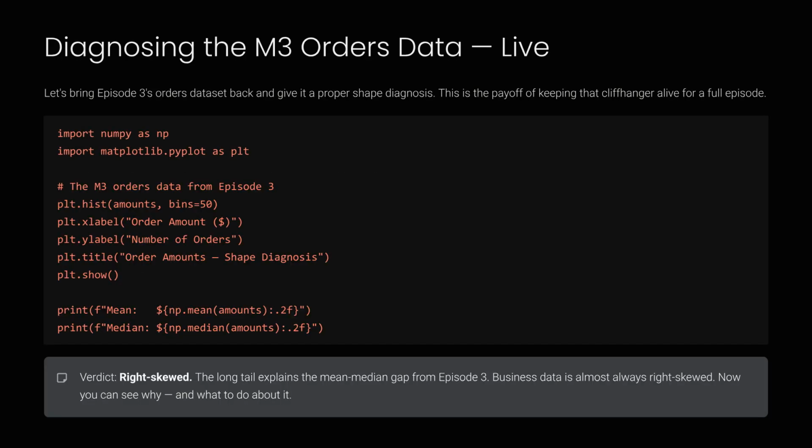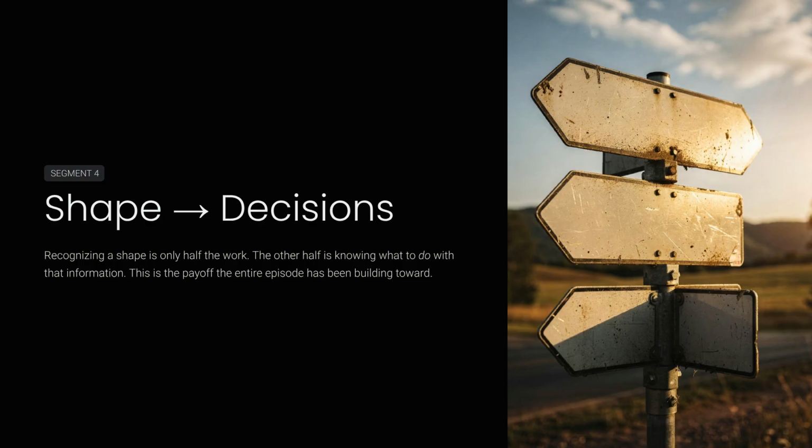Let's return to the M3 orders data from our previous episode. By plotting the histogram, we can finally confirm our earlier diagnosis. The data is right-skewed. This clearly explains the gap between our mean and median. Recognizing a shape is just the beginning. Now that we can identify these patterns, let's explore how to use that knowledge to make better analytical decisions.